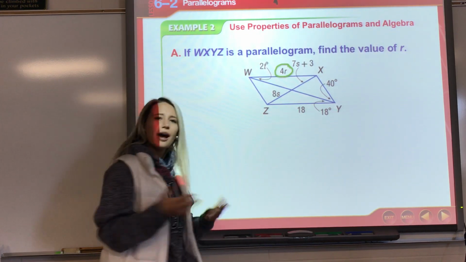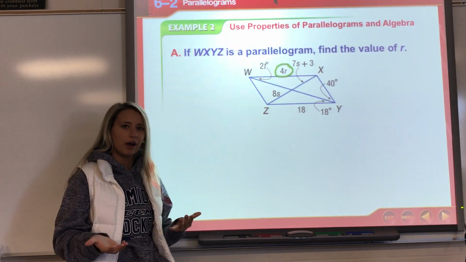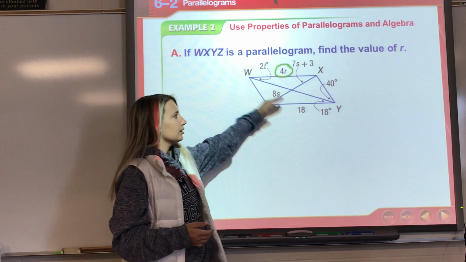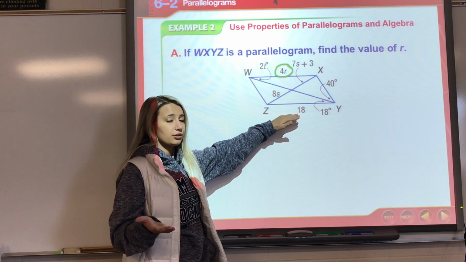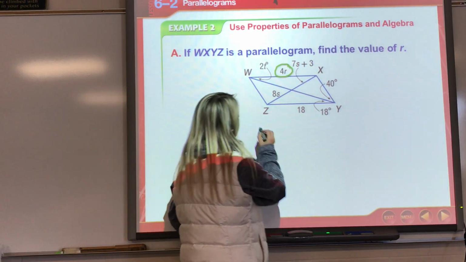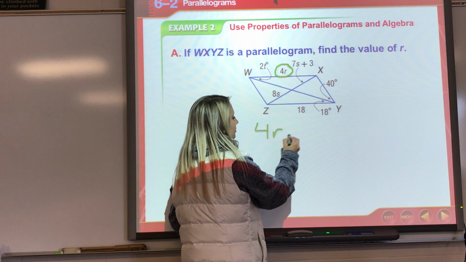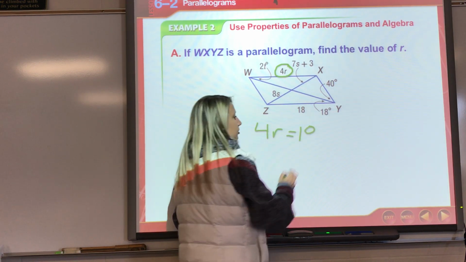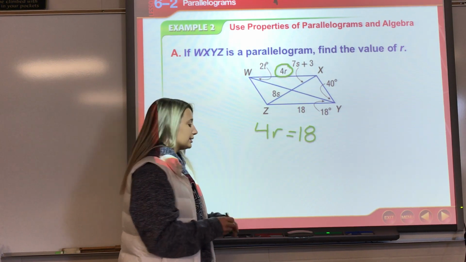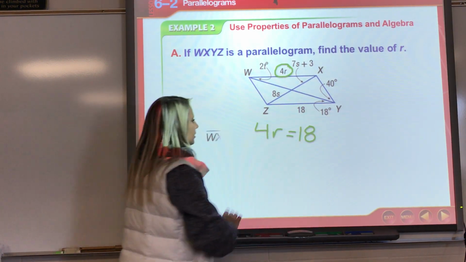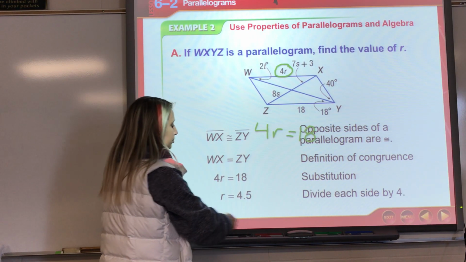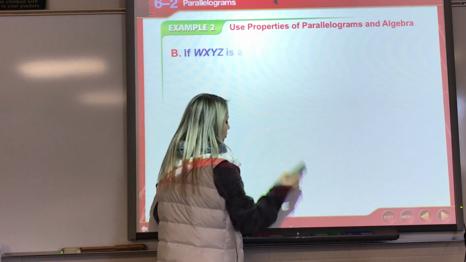Alright. How are we going to find what that value of R is? We're going to use those properties of the parallelogram, look at its opposite sides. We know that those are parallel and congruent. So I would say 4R equals 18, because those two sides are going to be congruent. Okay, divide 18 by 4. Boom, we get 4.5.